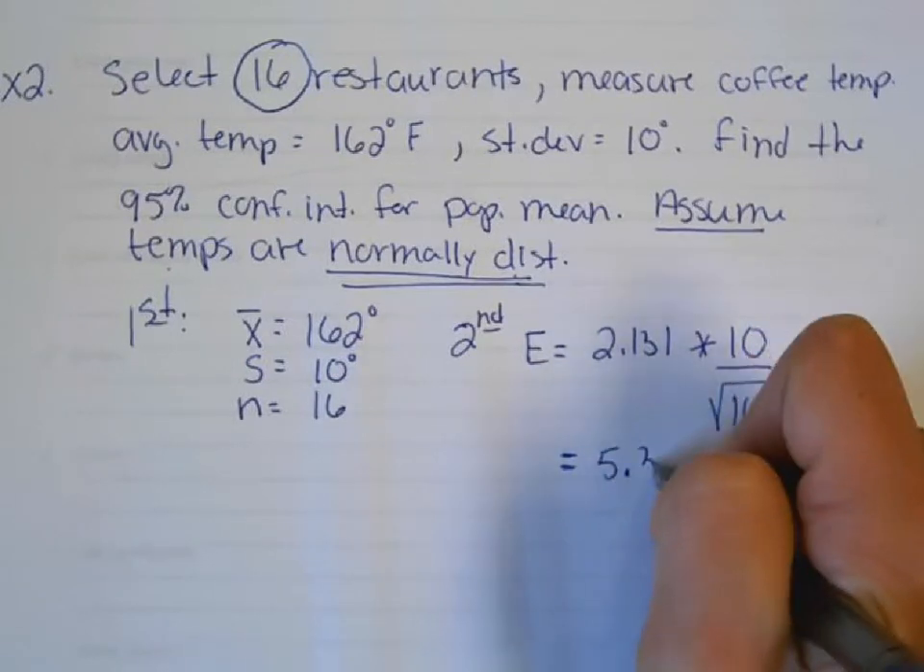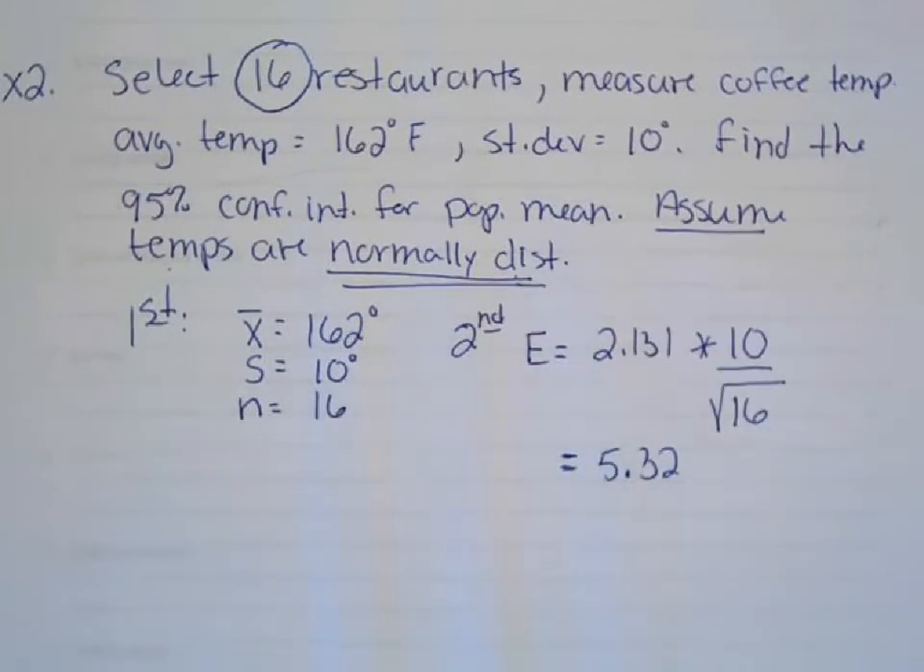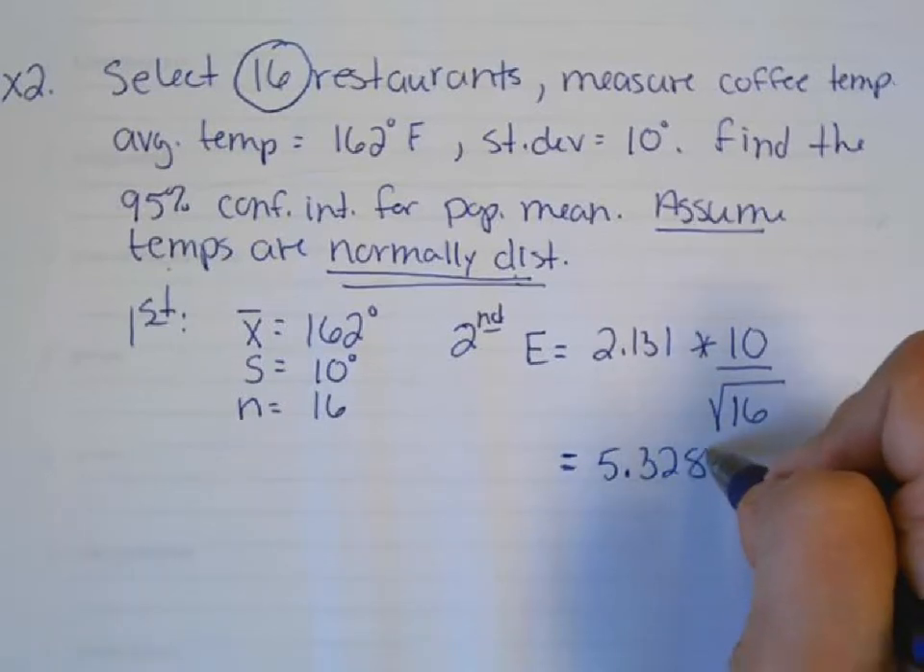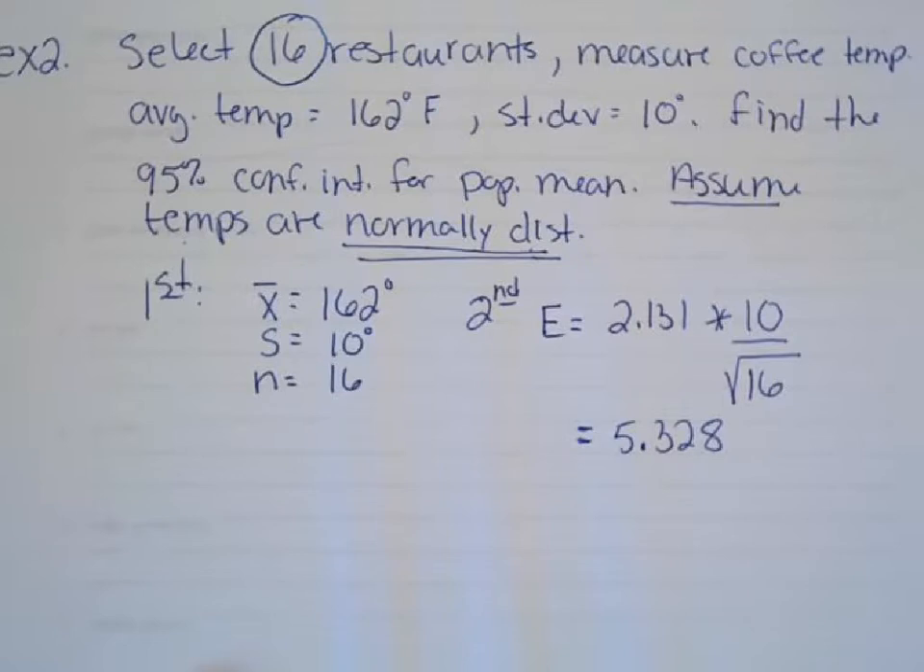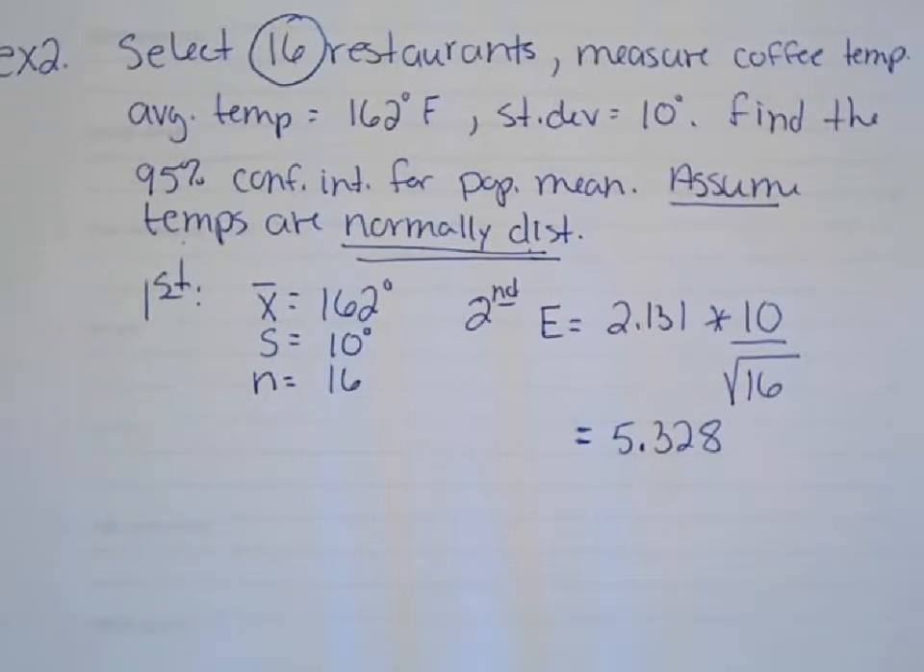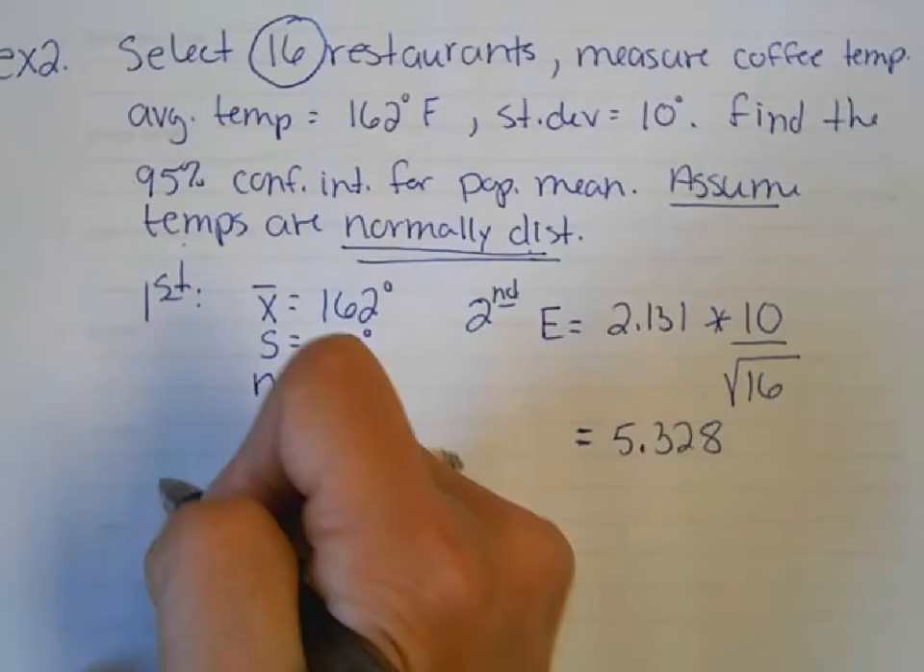Sounds reasonable. 5.328, are we in agreement? 5.328. We must be in agreement now. So now our third step is to write the answer. I would expect the average temperature for all restaurant coffee to fall in between these two numbers that we're going to write down.